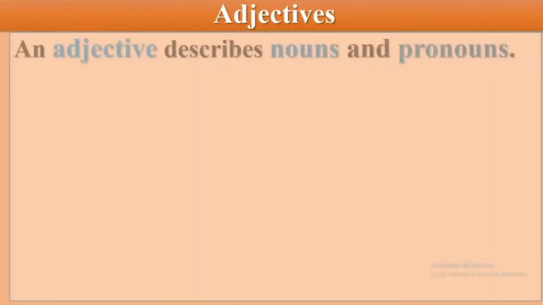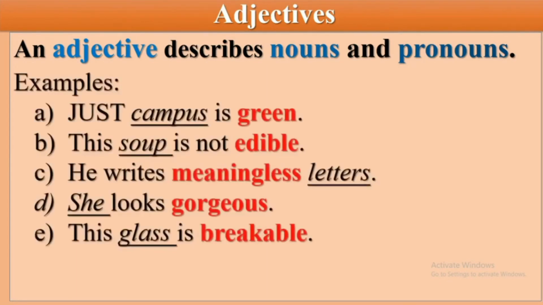Adjective. An adjective describes nouns and pronouns. That is to say, we use adjectives in sentences in order to give more information or in order to identify nouns and pronouns only. It is very important to remember, adjectives are used to give information about only nouns and pronouns. In other words, nouns and pronouns can only be modified by adjectives. Now we are going to analyze the example sentences here.